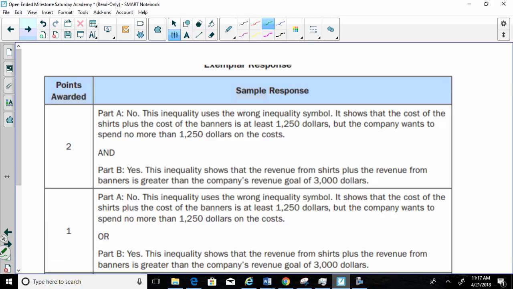And so here are the answers, and this is the exemplar response. So this is what they're looking for. And this is from Georgia Milestone. This is all they give me. So these are probably the ones you want to focus on.